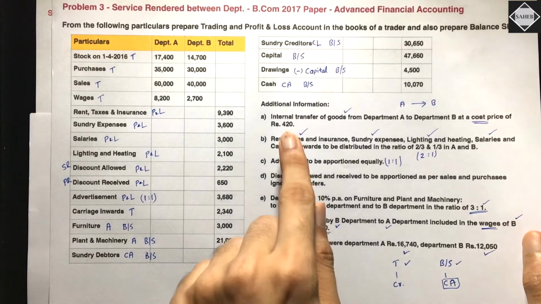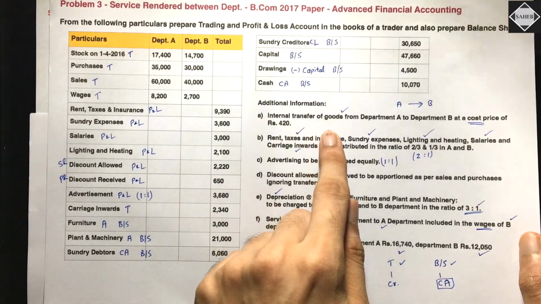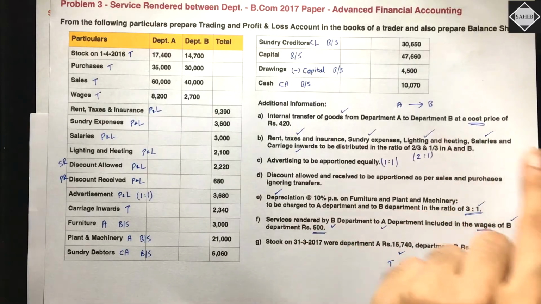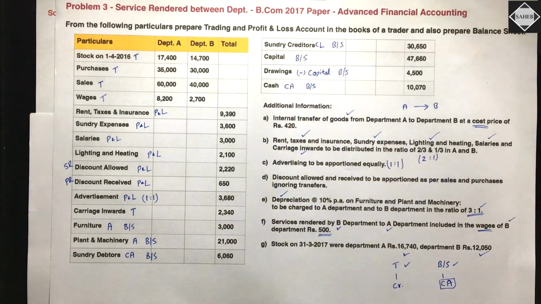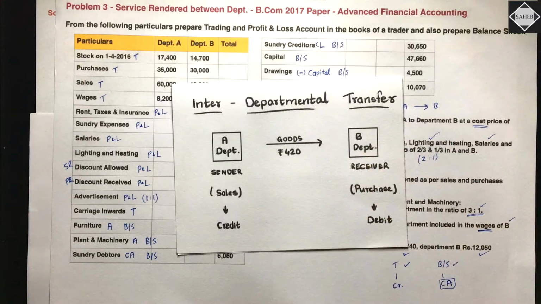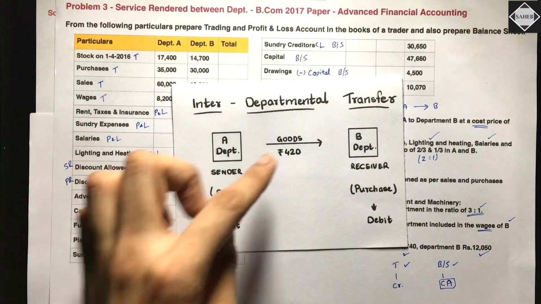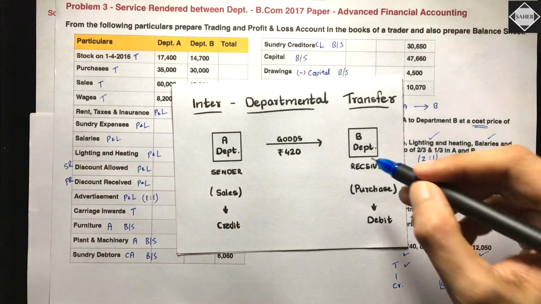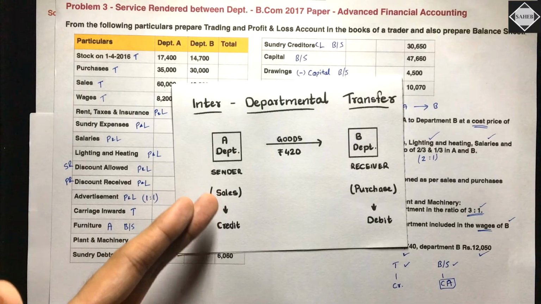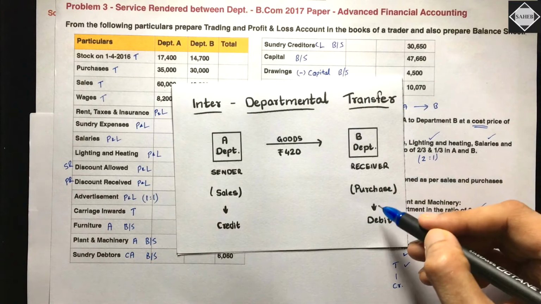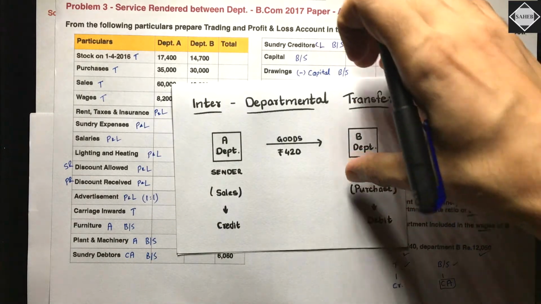So let's do that. See here, the question has said internal transfer of goods from department A to department B at a cost price of rupees 420. 420 worth of goods. What has happened? It has been transferred from one department to another, from A department to B department. So A is the sender, B is the receiver. For the sender, this transaction will be sales, and for B this transaction will be purchase. So we will treat it as sales, we will credit the A department and we will debit the B department. Okay, that's what we are going to do.